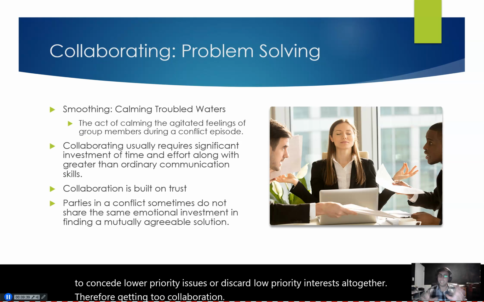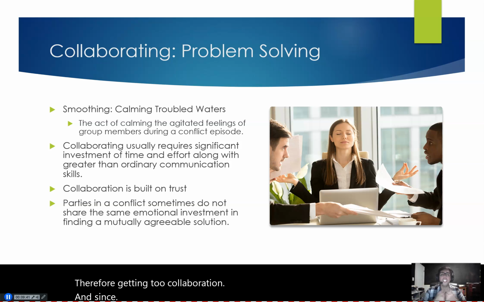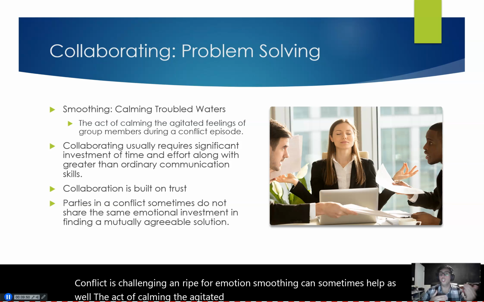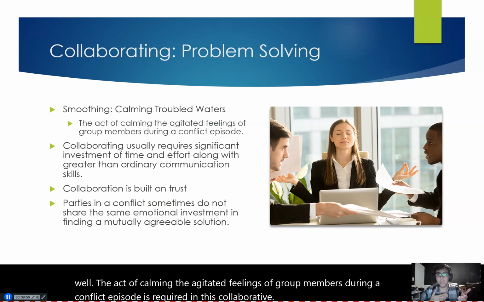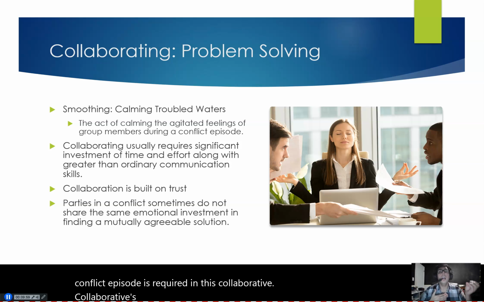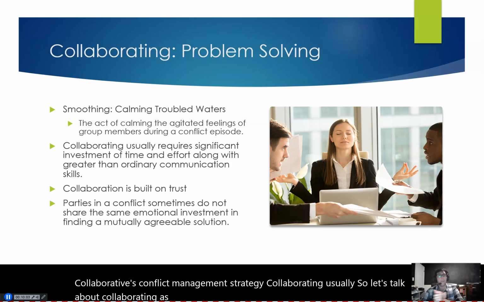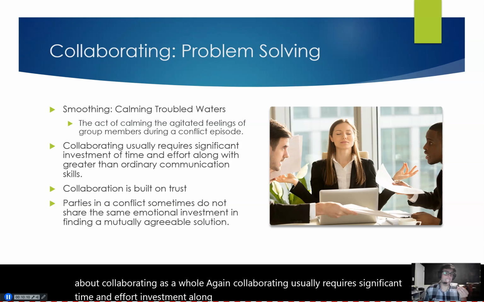And since conflict is challenging and ripe for emotion, smoothing can sometimes help as well. The act of calming the agitated feelings of group members during a conflict episode is required in this collaborative conflict management strategy. Let's talk about collaborating as a whole again. Collaborating usually requires significant time and effort investment, along with greater than ordinary communication skills.